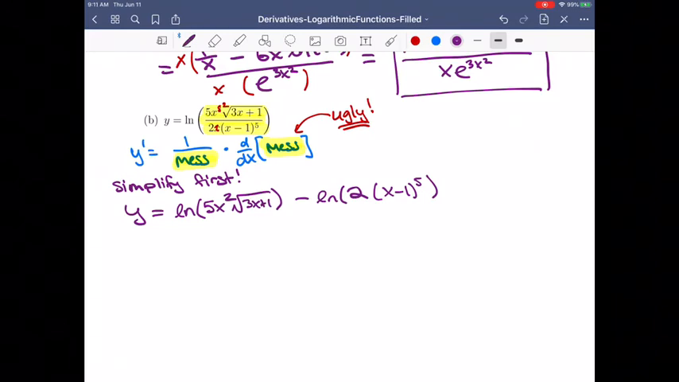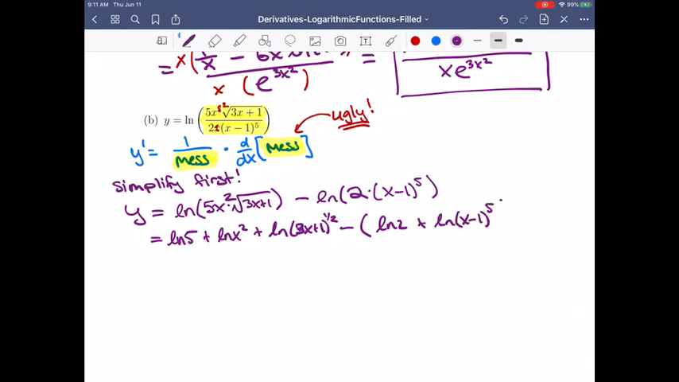Now I have a product inside, so I can break them all up. Here in the first one, I actually have 5 times x squared times the square root. So that's going to be 3 parts. So this is going to be ln of 5 plus ln of x squared plus ln of 3x plus 1 to the 1/2. So I rewrote that as to the power 1/2. And then on this side I have 2 times this other thing. So it's going to be ln of 2 plus ln of x minus 1 to the power 5.